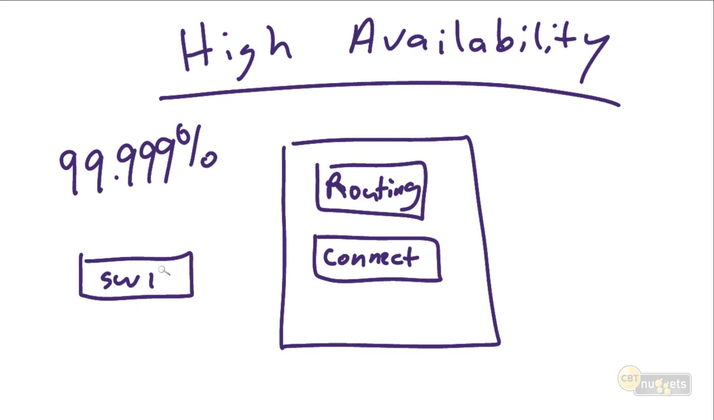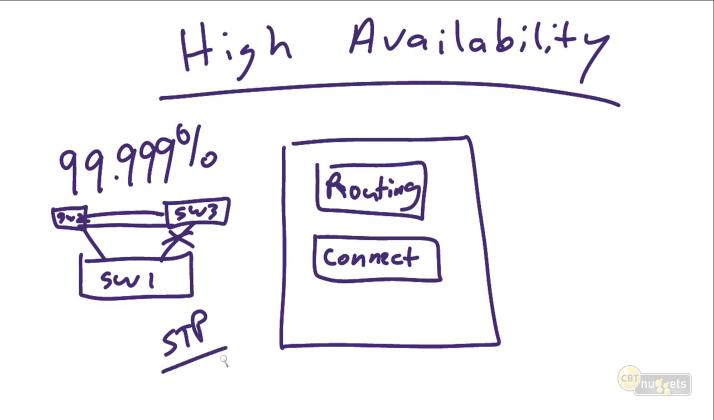We have switch 1 at the access layer. It connects to switch 2 and switch 3 at the distribution layer, let's say. We got to make sure there's redundancy in those connections so that if there is the loss of a connection, that we can still communicate. And we need things like spanning tree protocol to make sure that this redundancy doesn't cause a loop within our network infrastructure. And then obviously high availability has to do with the network itself.